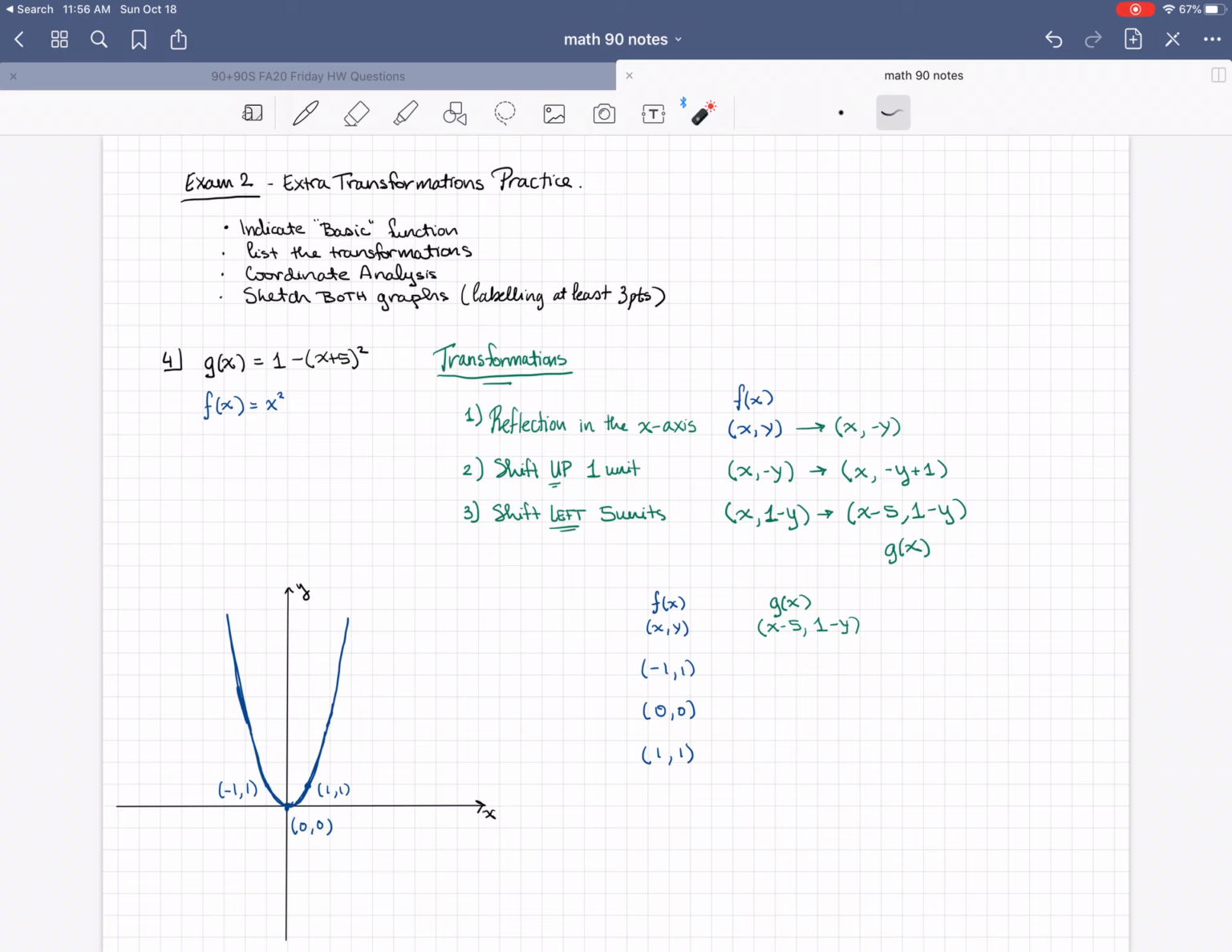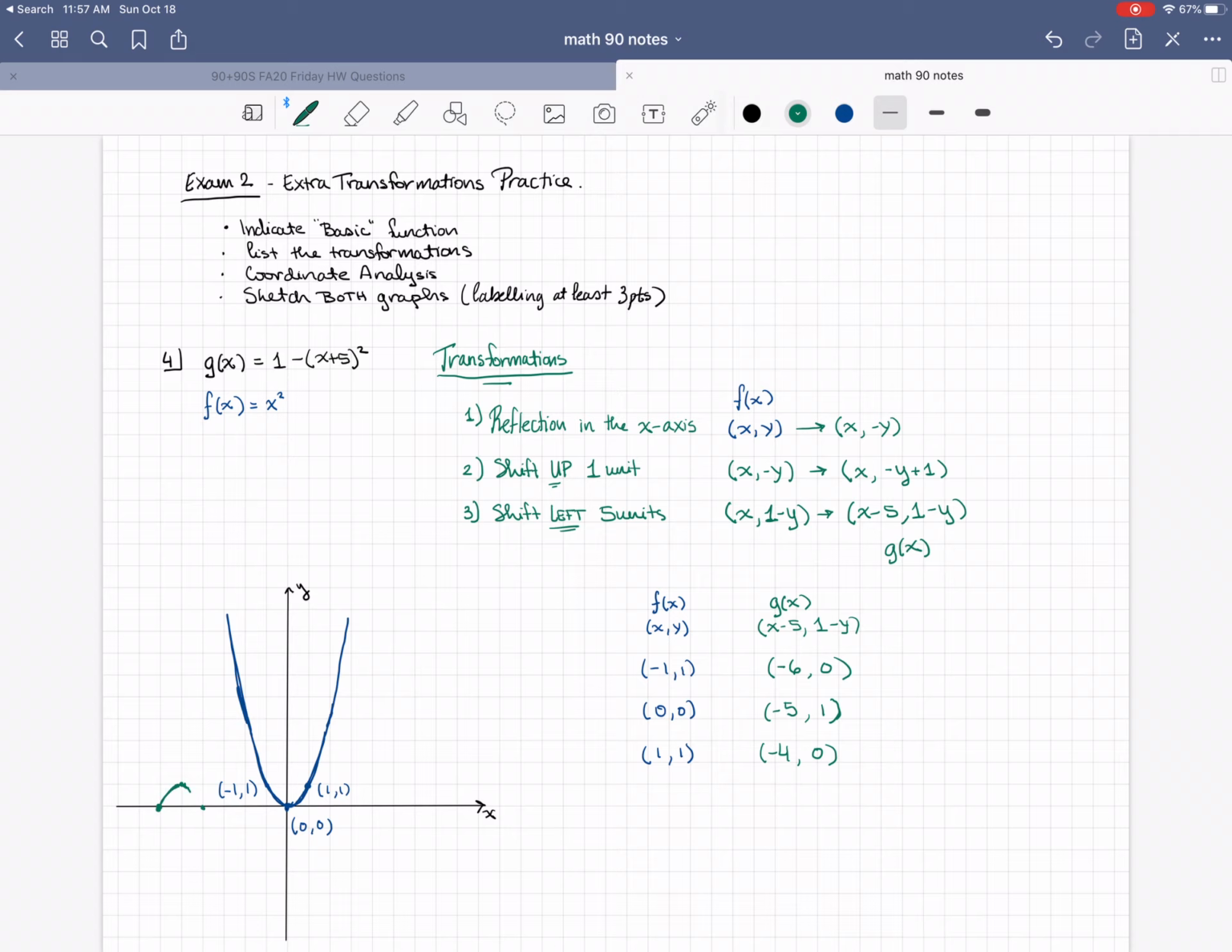Okay, here goes. So we're going to take -1 and plug it in for x. We're going to take 1 and plug it in for y. So that becomes -6, comma 0. 0, 0 becomes -5, comma 1. And then 1, 1 becomes -4, comma 0. All right, here we go. So -1, 1 is -6, 0. 1, 2, 3, 4, 5, 6. -6, 0 is there. Here is -5, 1. Here is -4, 0. So same exact shape.